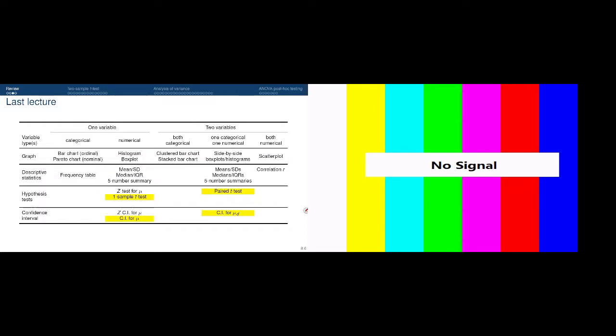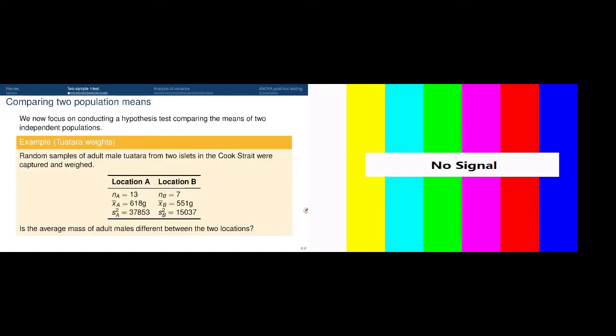All right, so last lecture, we completed these yellow portions. And this week we will be completing the hypothesis tests where we have two variables and confidence intervals as well.